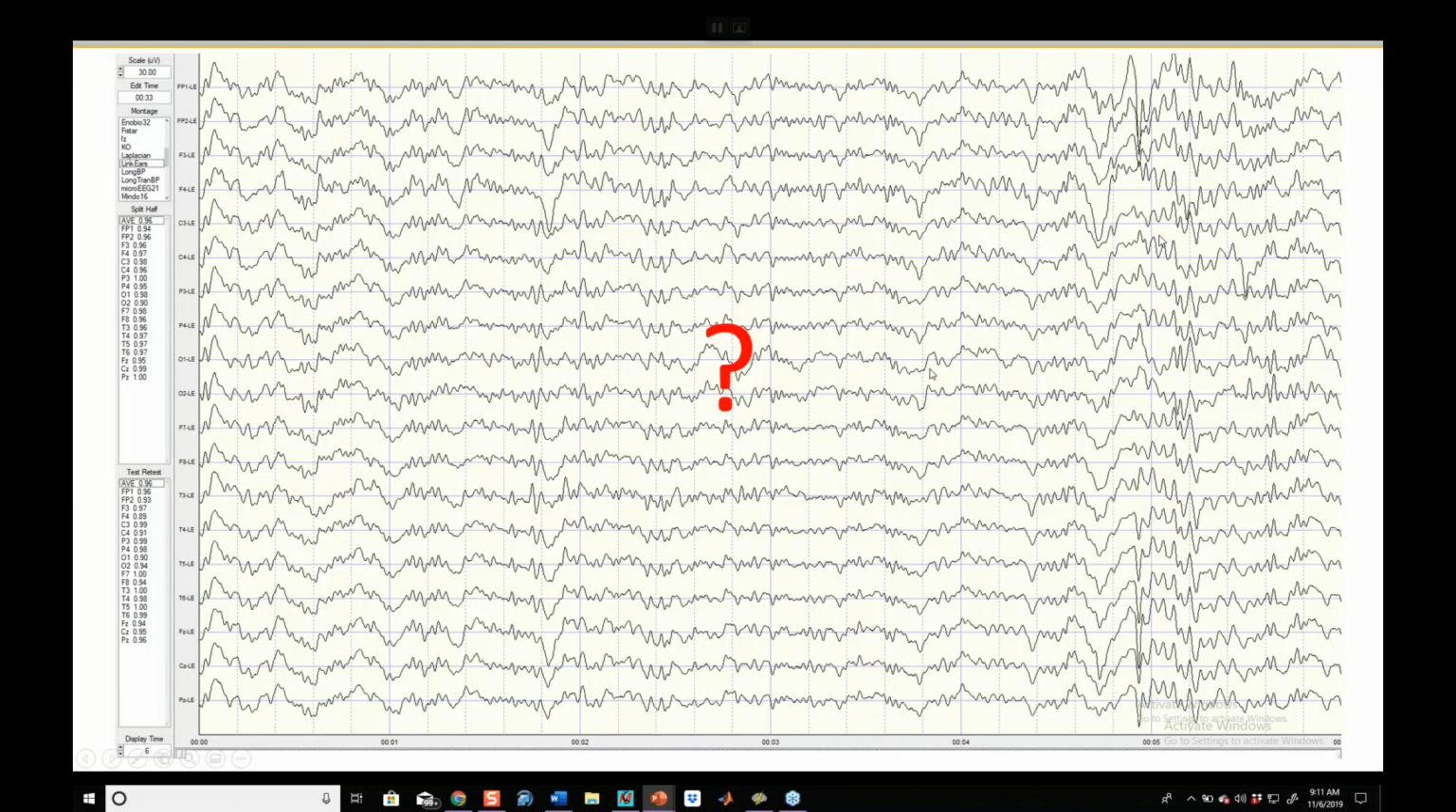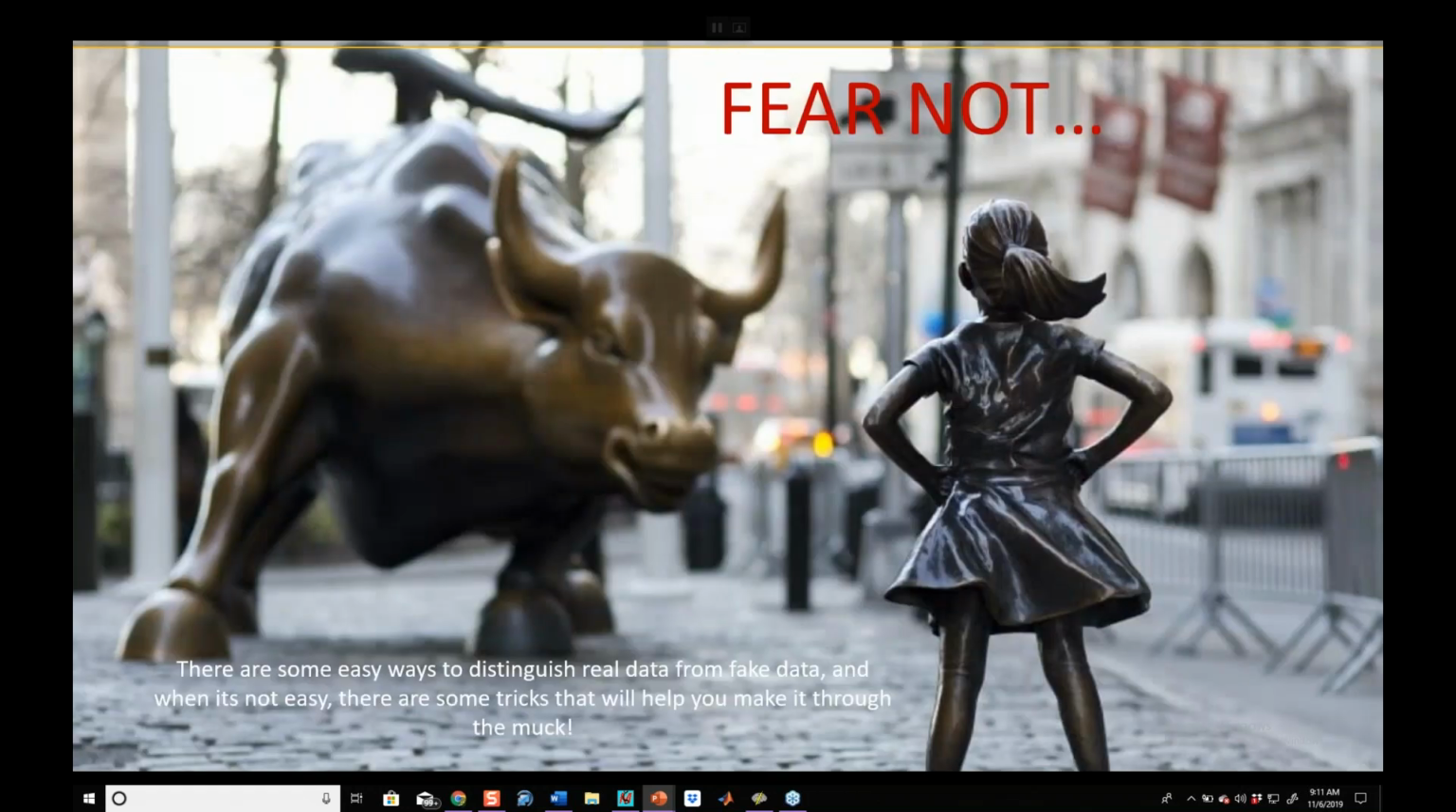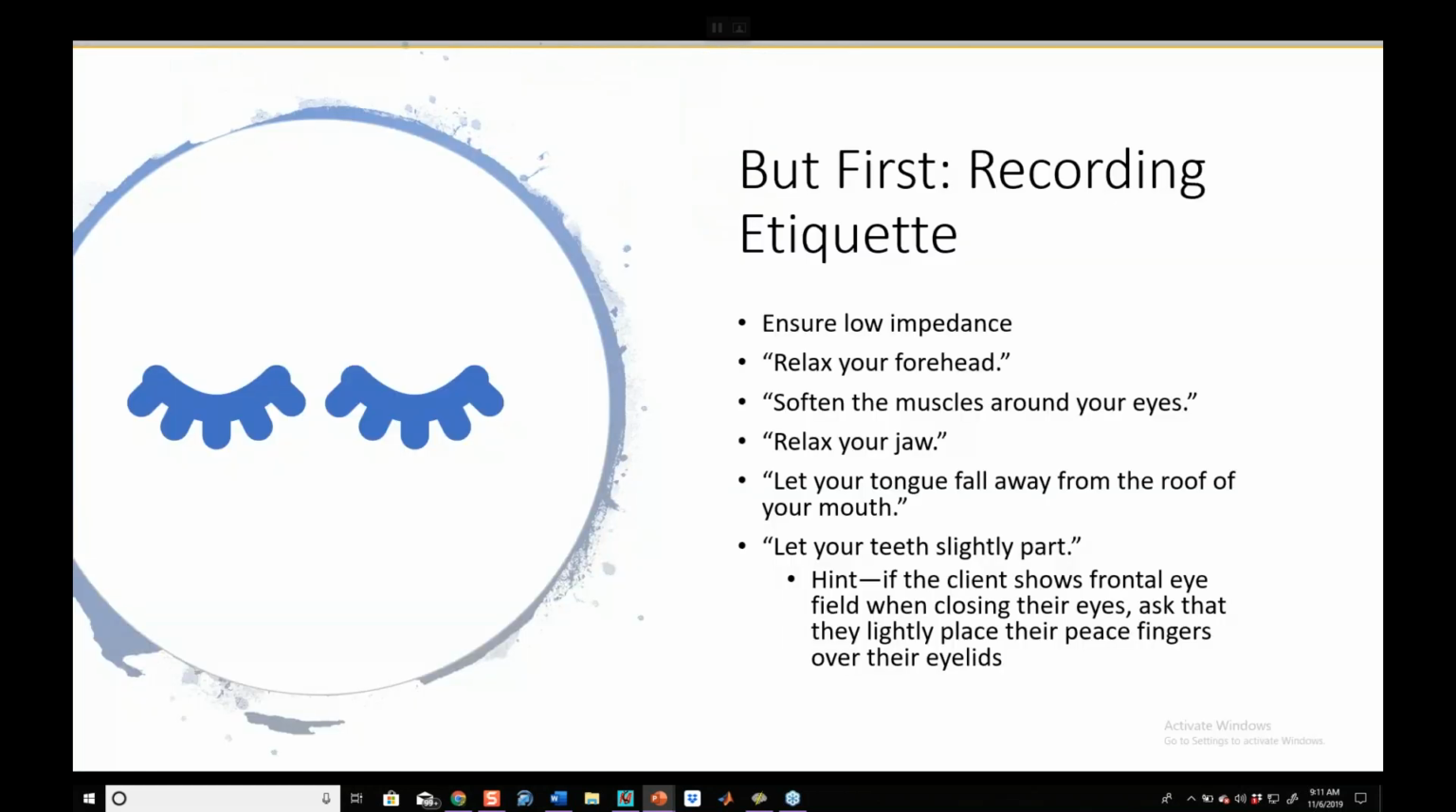Generally, when we start recording EEG, people get a little bit perplexed, and they say, I have no idea what to pick. How do I even decide what's real and what's fake? And we get into some sort of artifacting paralysis where it takes an hour to artifact an EEG. The point of this lecture today is to help you distinguish real data from fake data, to give you some tips and tricks that'll help you make it through the muck. And so, ABCs to begin.